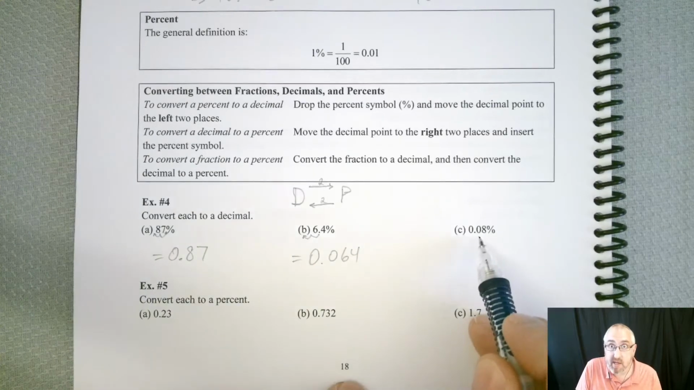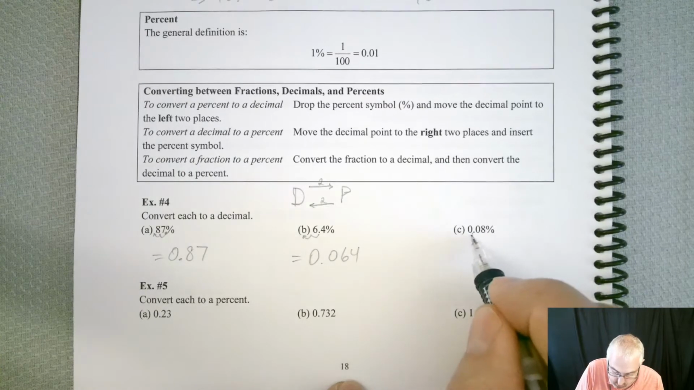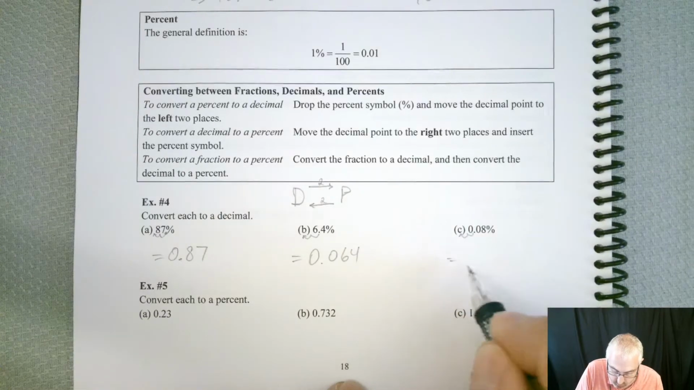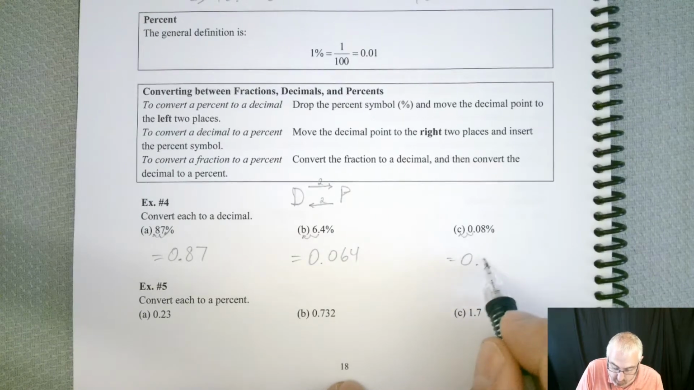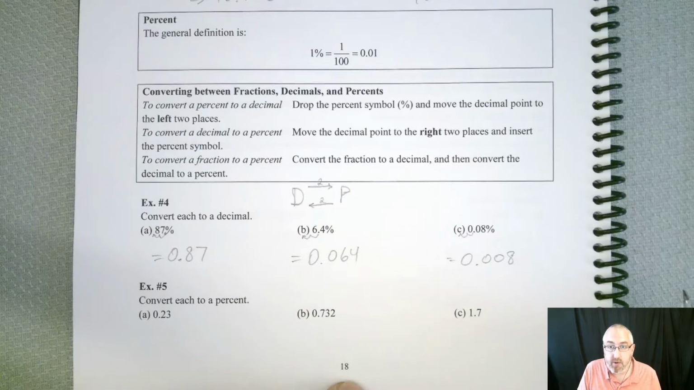All right. One more. Decimal point is in there, so we got to go from there to the left 2 places. So 1, 2. So 0.008. That should be it, right?